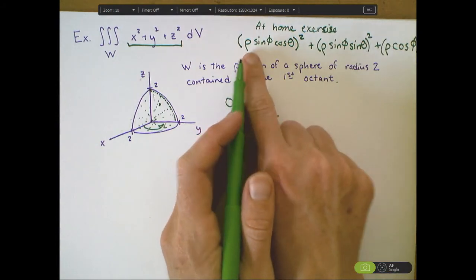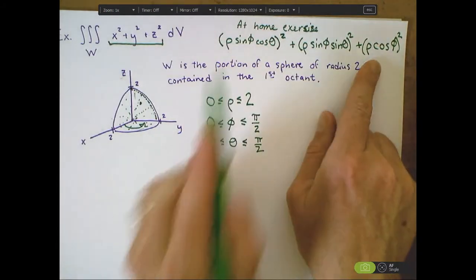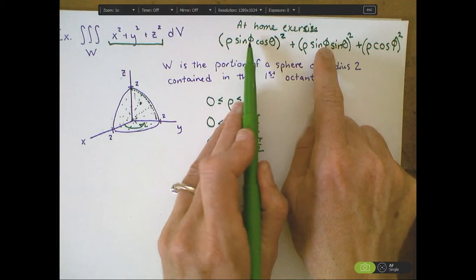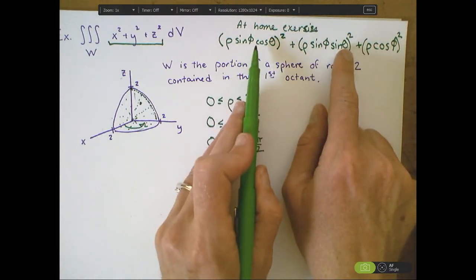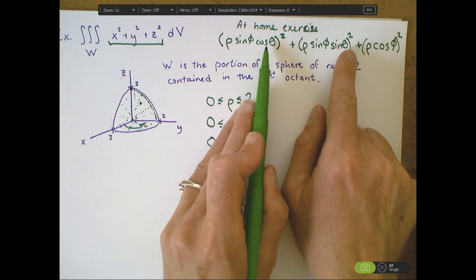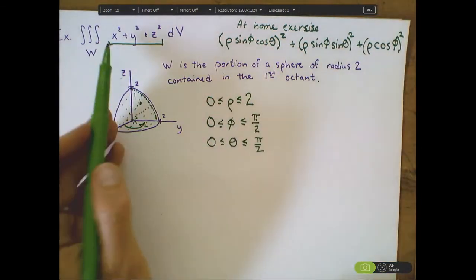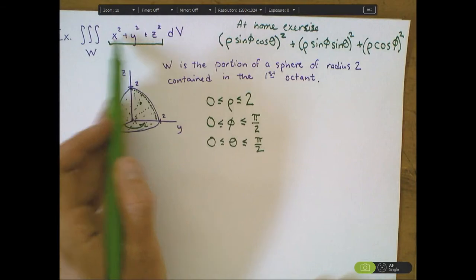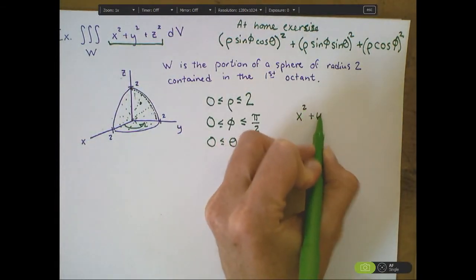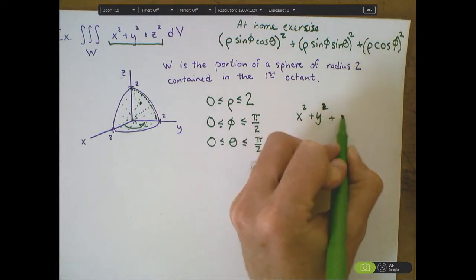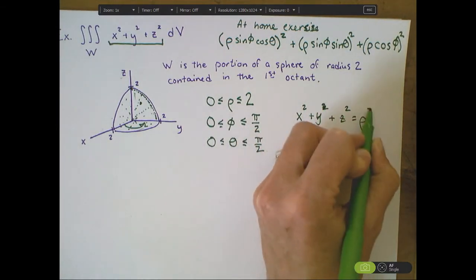And if you write all this out, you can see that you can factor out certain pieces and certain things will combine, and you can use the trig identity that cosine squared plus sine squared equals 1, and you will end up with the same result, that this x squared plus y squared plus z squared is in fact rho squared.